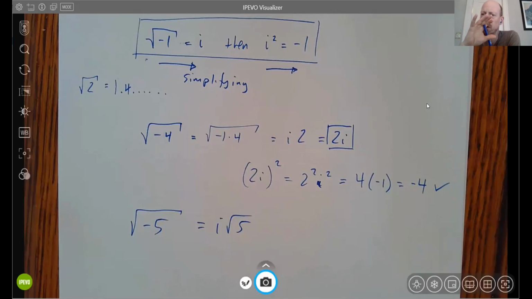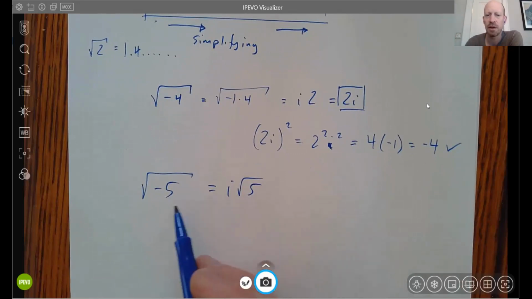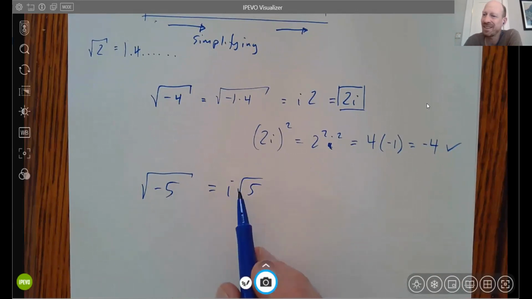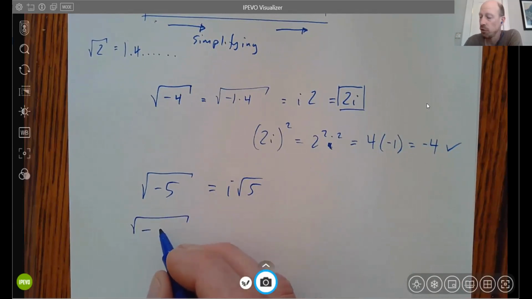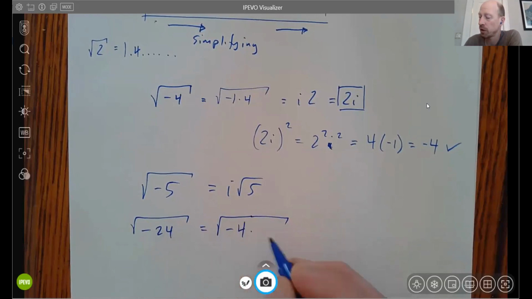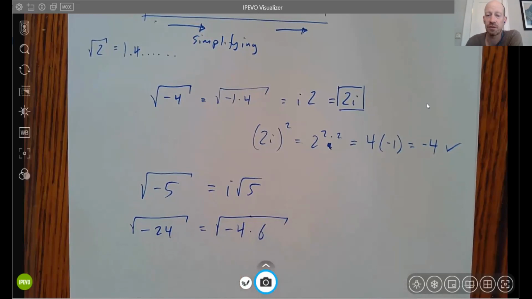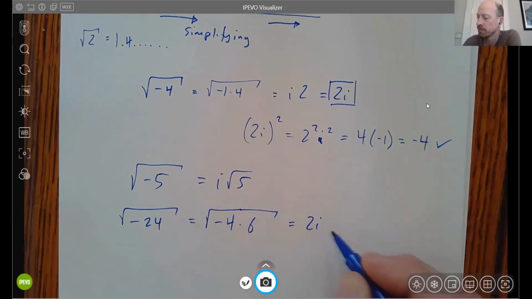So one set of problems, and this is probably what we use mostly going forward, is just dealing with this. It's the same old simplifying square roots that we did before, but now there can be a negative inside the square root. It doesn't really change anything. It just pulls out as an i. So if I give you the square root of negative 24, well, we're going to factor that negative 24 as a perfect square, 4, and the 6, which is the non-perfect square. This becomes 2i square root of 6.